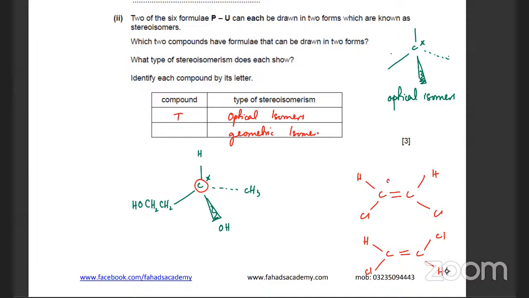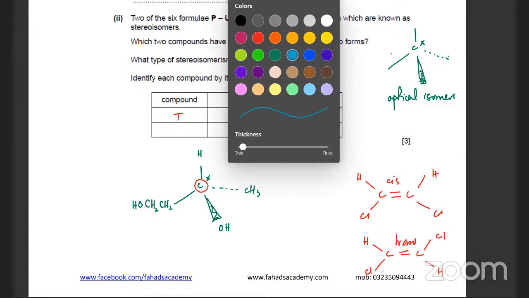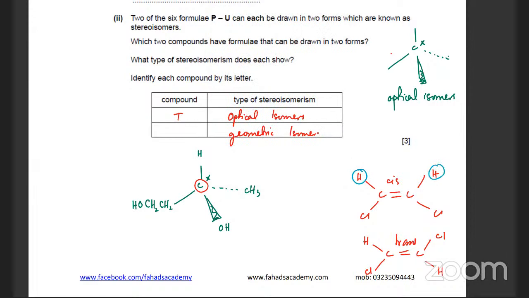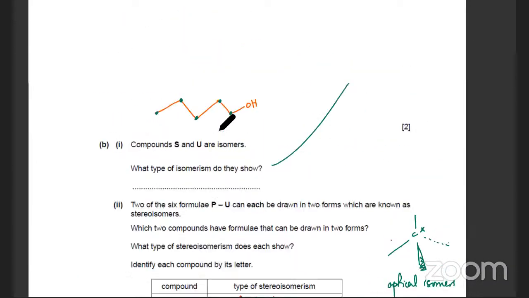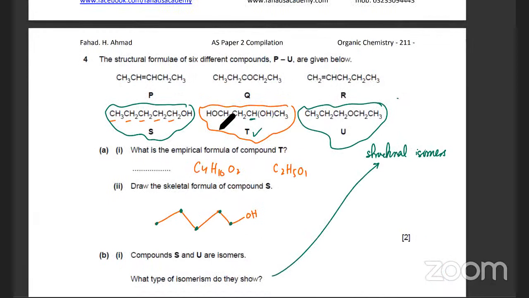In geometric isomers, you've got a cis and you've got a trans. Cis is when the same type of groups are pointing in the same direction, usually it's the hydrogens. Trans is when the same type of groups are pointing in opposite directions. So I'm going to look for a double bond. So who's going to make cis and trans? It's going to be this one.